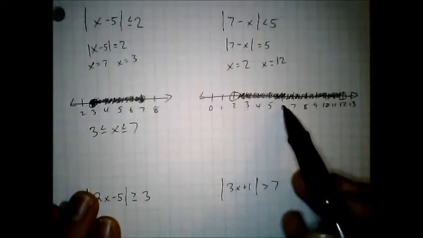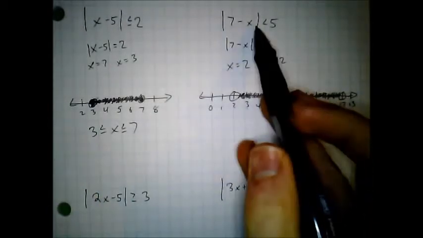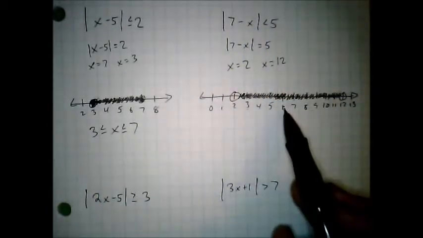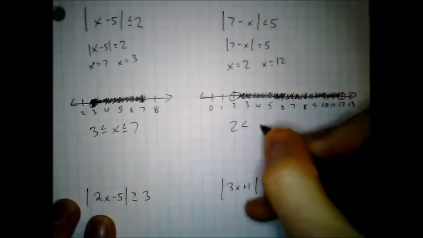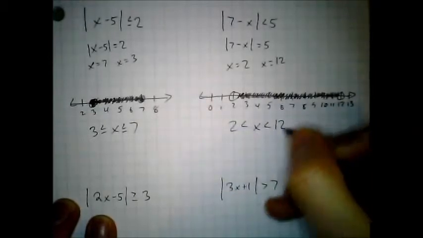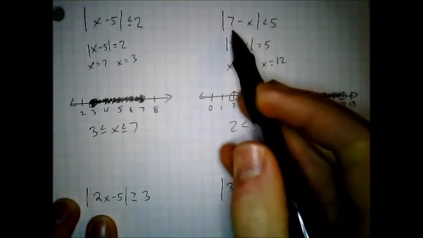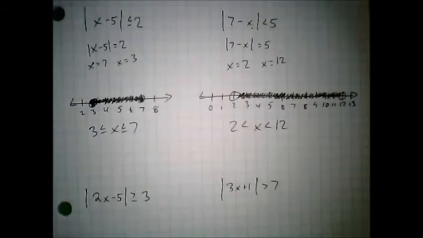7 minus 6 is 1. The absolute value of 1 is 1. That's less than 5, so that's a solution, so it should be in the shaded region. That's all I'm doing. 2 is less than x is less than 12. So when x is between 2 and 12, the absolute value of 7 minus x is going to be less than 5.